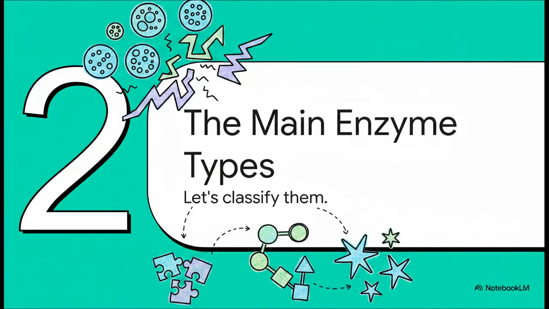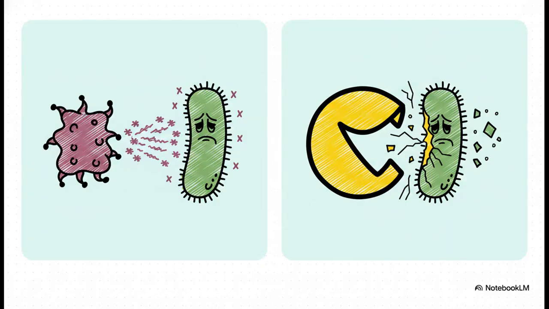Okay, so we now know what they are, but you should know that not all of these enzymes work in the same way. So for a better understanding, we can classify them into different types based on how they attack the bacteria. There are two main classes, or types, that we should know. The first type is called oxidoreductases. These enzymes have an indirect way of attacking. They produce harmful things, like hydrogen peroxide, right near the bacteria, and this is what kills the bacteria.